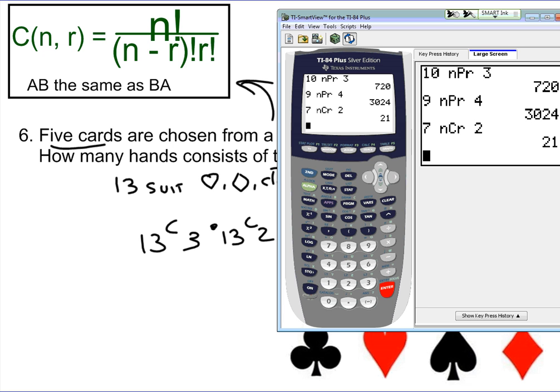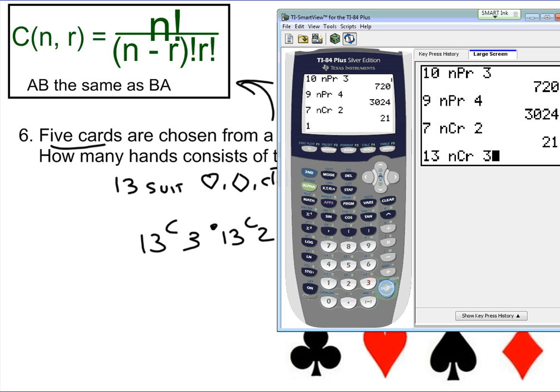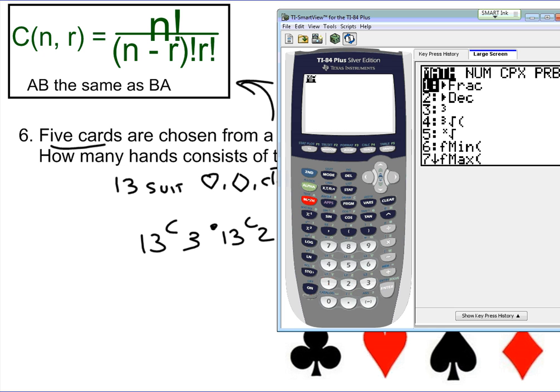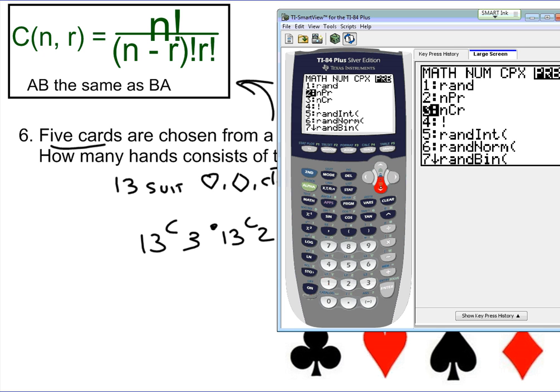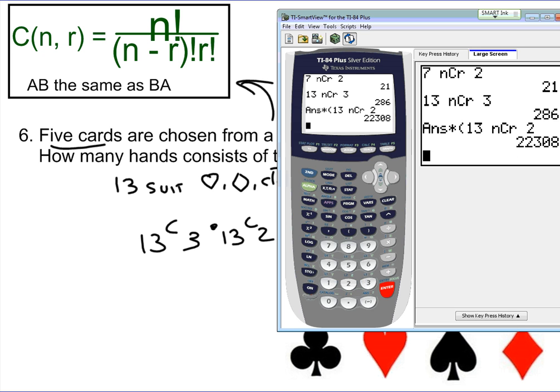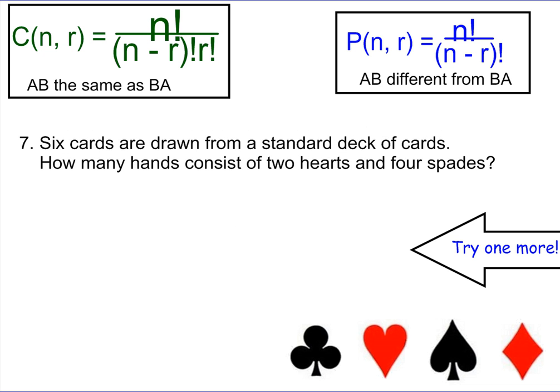Well, I'm going to throw this all in the calculator and let that do the work for me. So I've got 13, math, probability. 13, choose 3. Take that answer times 13, choose 2. So total, you get 22,308 different possibilities to get 3 clubs and 2 diamonds in your hand. But do you see how it's a combination of these?